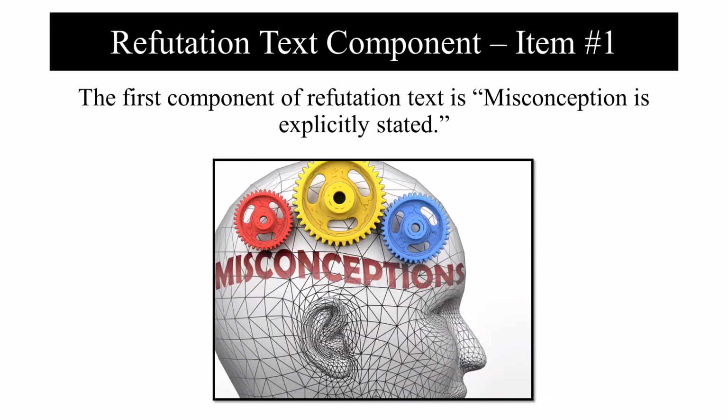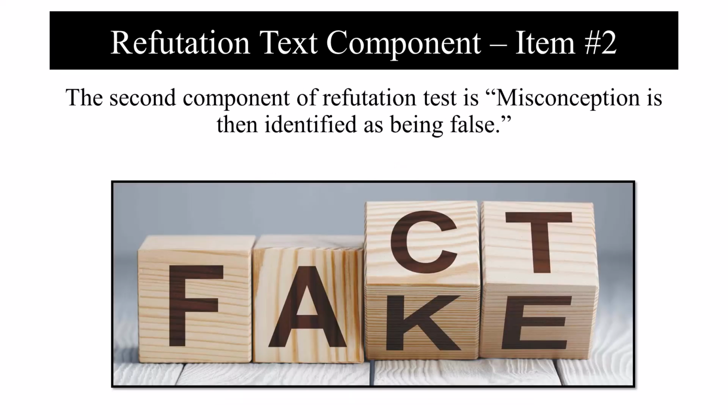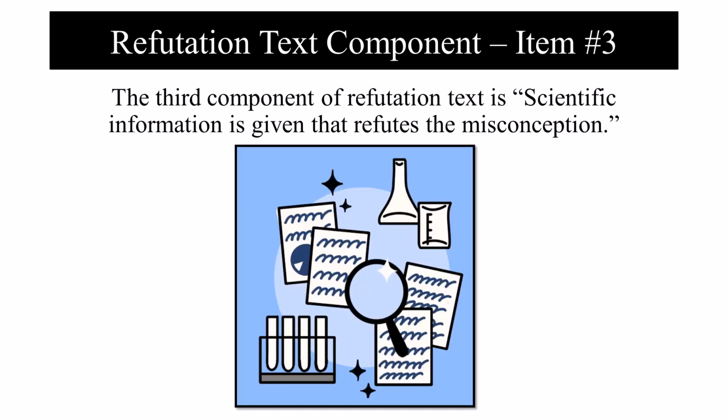The first component of refutation text is understanding what the misconception is explicitly stating. The second component is that the misconception is then identified as being false. The third component of refutation text is the scientific information that refutes the misconception.